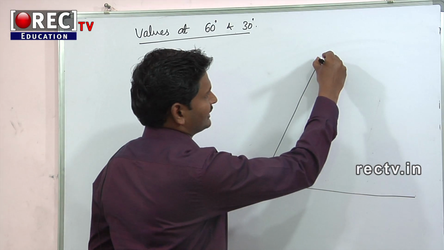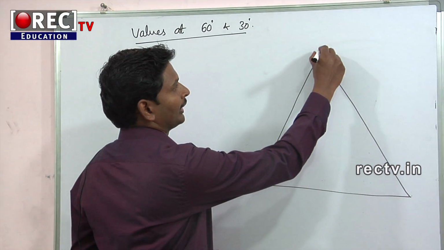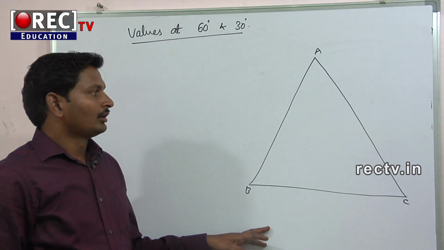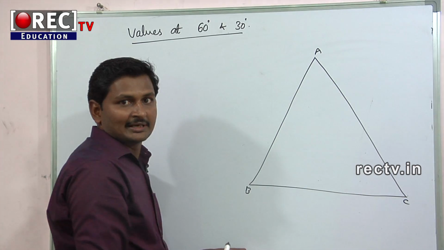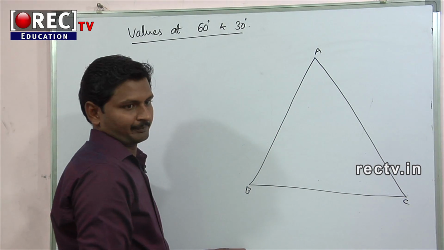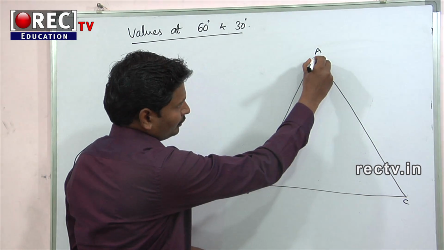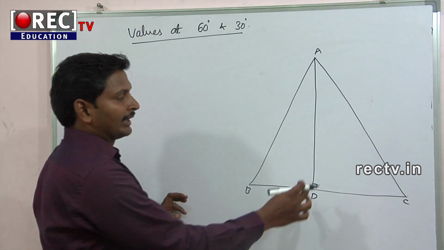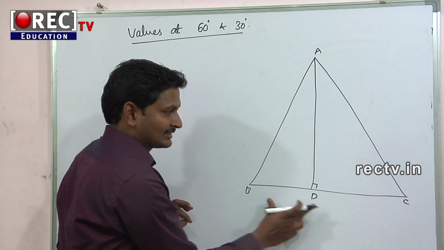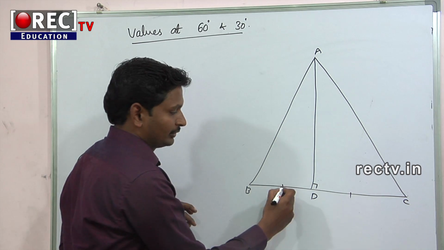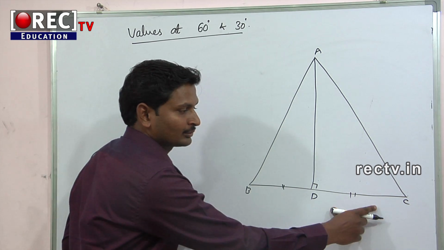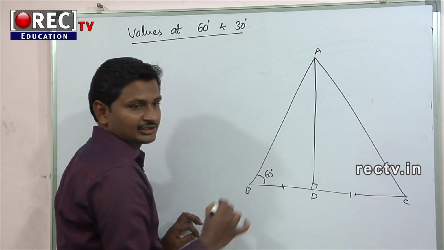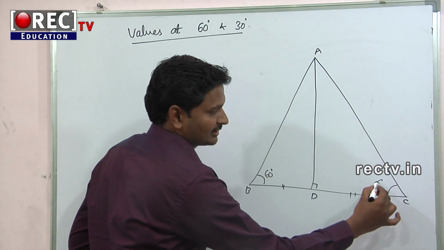Let us consider this is an equilateral triangle ABC. In an equilateral triangle, the medians, the perpendicular bisectors and the angular bisectors are all the same. So first you have to draw an altitude, that is AD. Now AD, that altitude, cuts BC into two equal parts. So BD is equal to DC. And we know that in an equilateral triangle each angle is equal to 60 degrees.